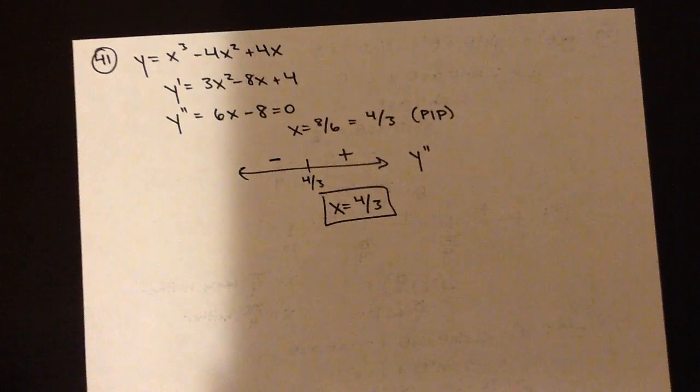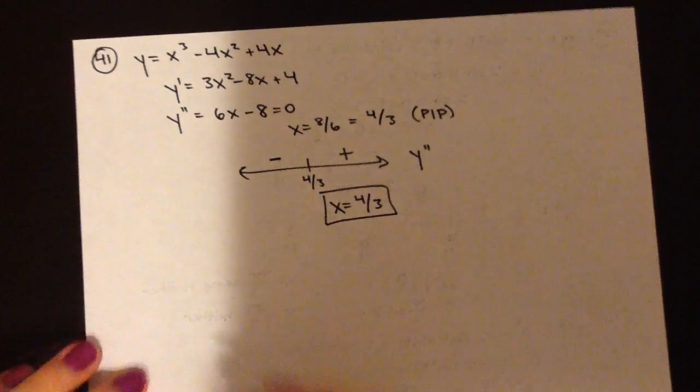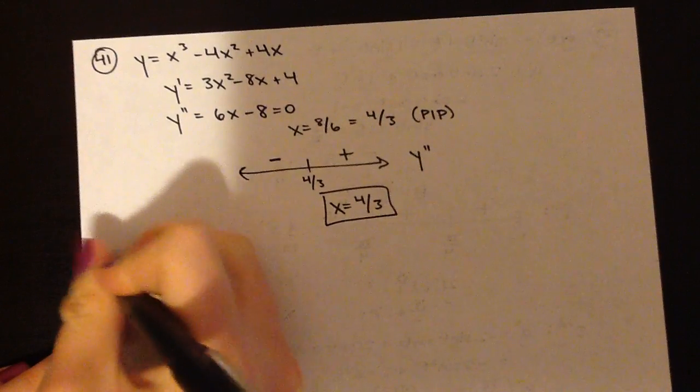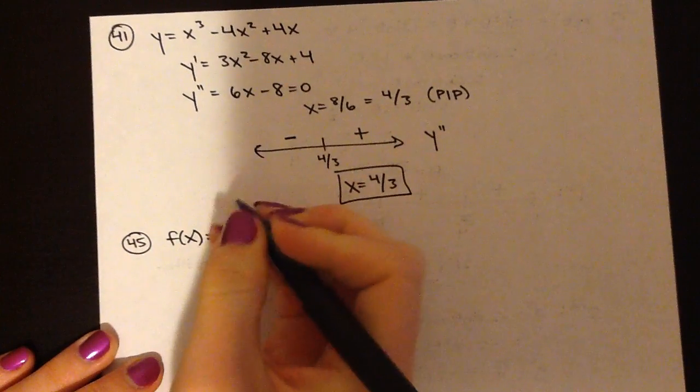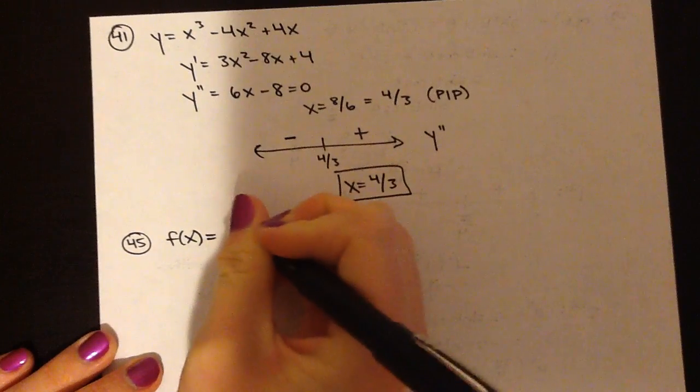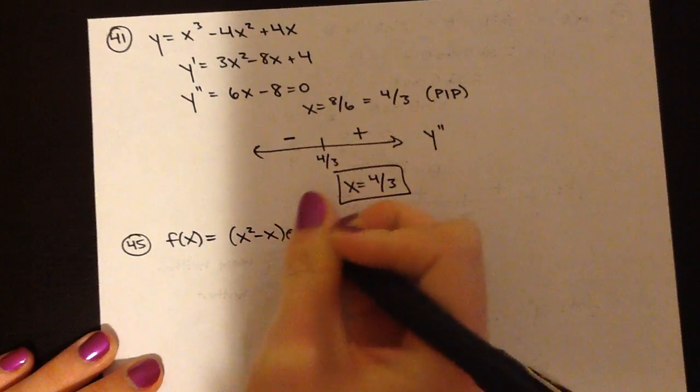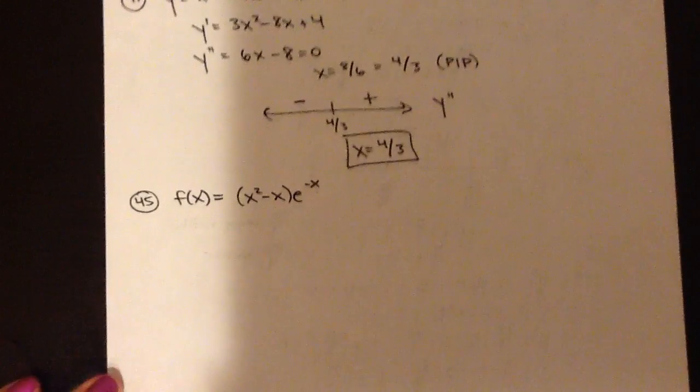All right, I think we've got another one in this section, right? Yeah, 45. So same question, the inflection points. Okay, so this one requires a product rule.